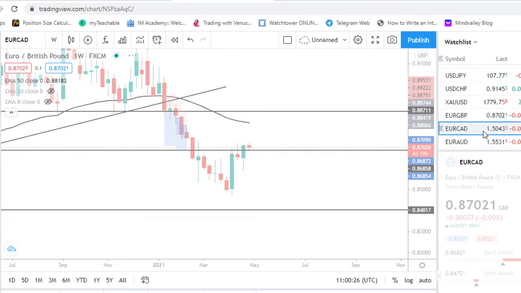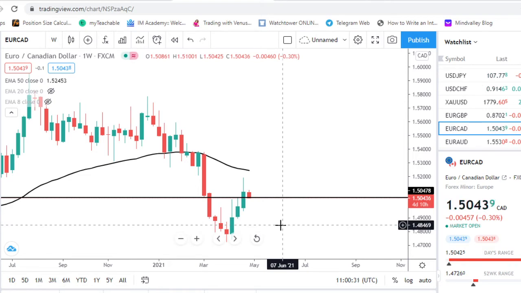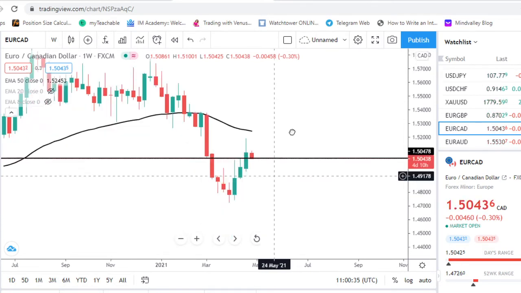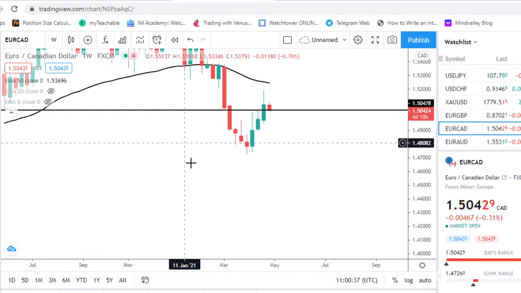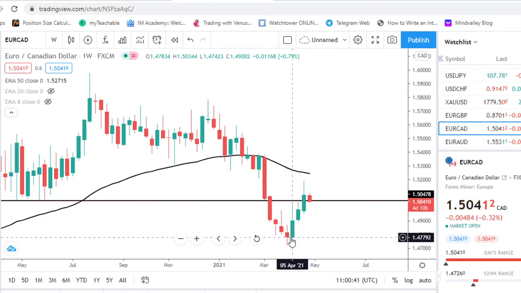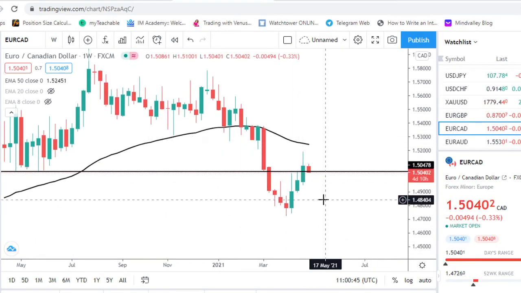Okay, and then we have Euro Canadian Dollar. Euro Canadian Dollar is fully in a downtrend. It's been a downtrend for some time. From here, you see, it's been a downtrend, and we have all of this big push up. And I think it is likely going to continue its way down. So my bias on Euro Canadian Dollar is bearish.